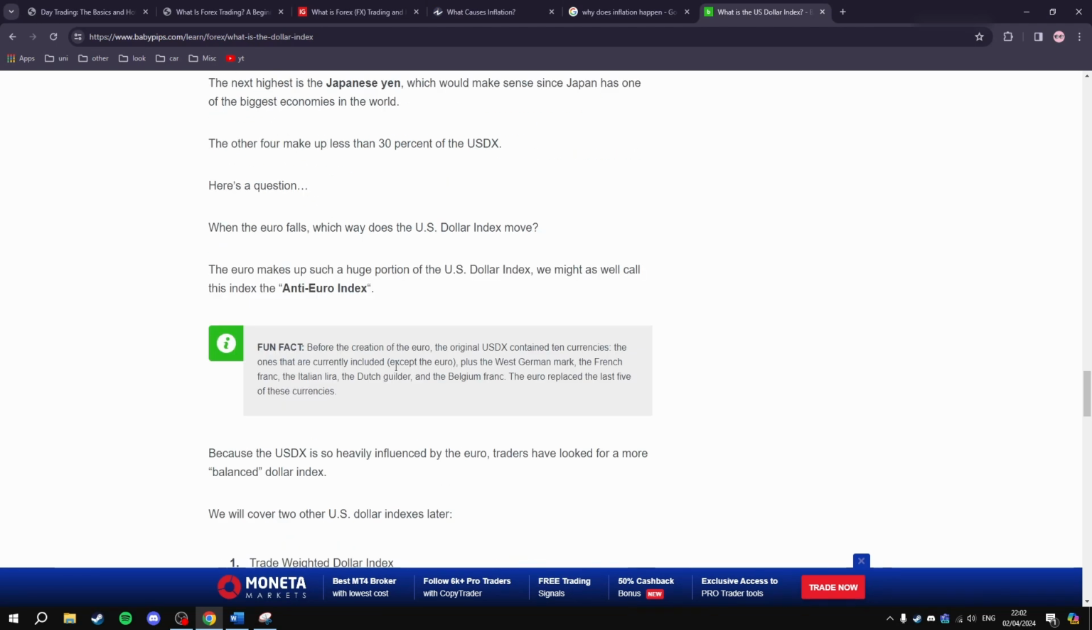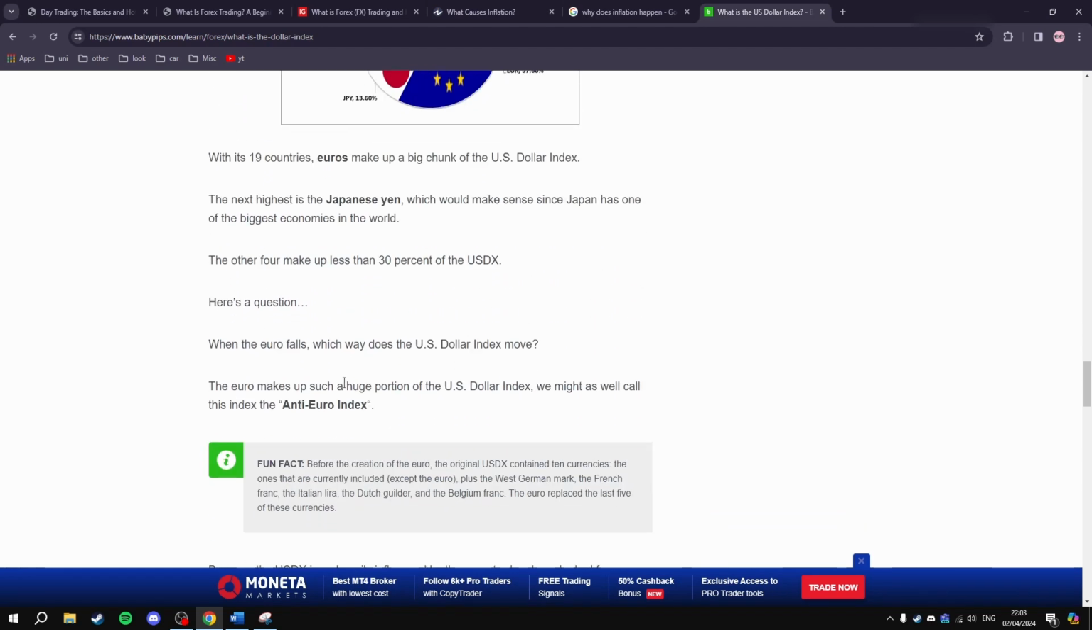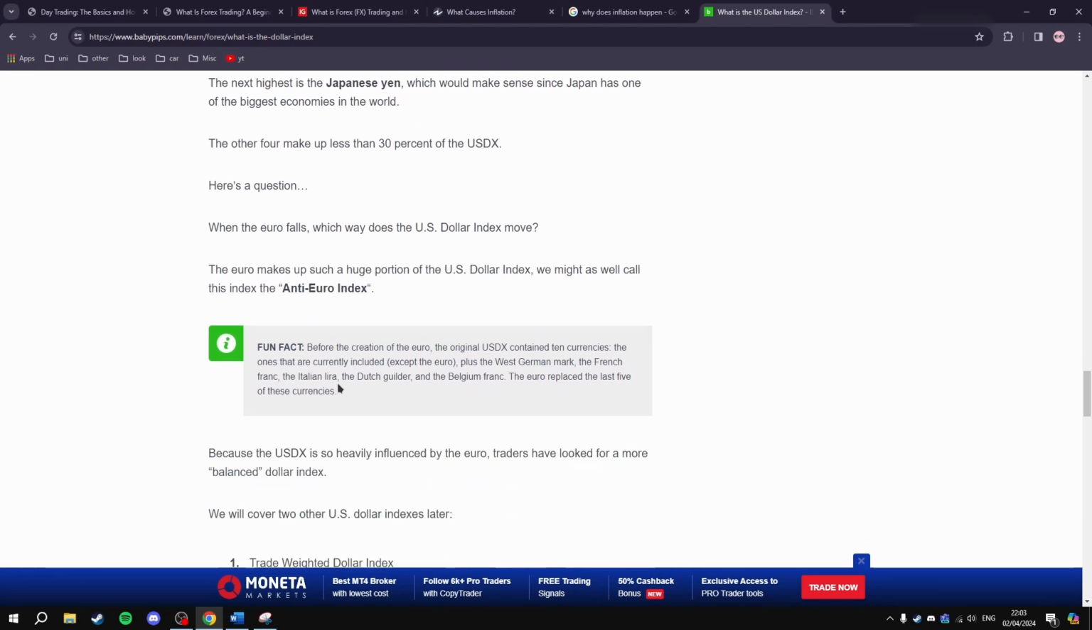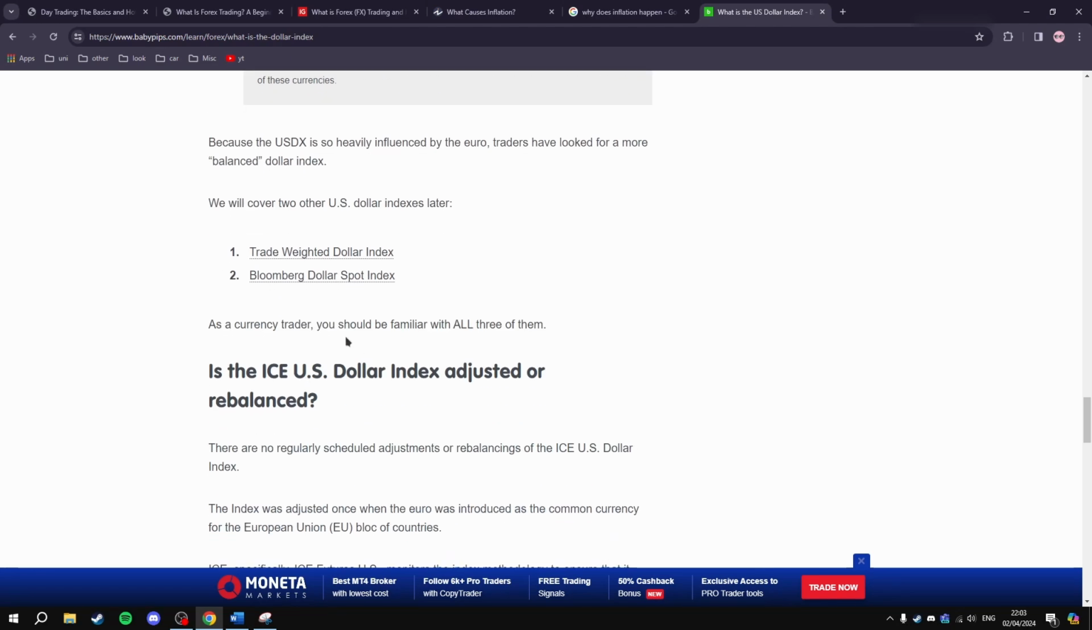Wait, so when the euro falls, which way does the US dollar index move? It would move up, right? Because if the euro falls, then the US dollar strengthens against the euro as it falls. So the index should move up, right?